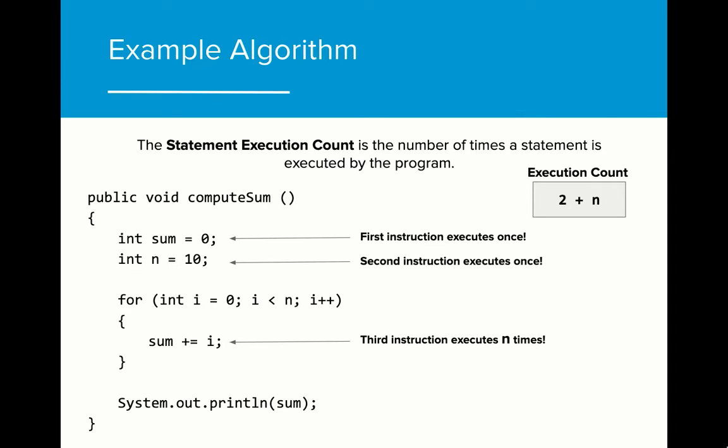The third statement that is evaluated is part of a for loop. This executes n number of times as the for loop goes from 0 to n. We will add n to the execution count.